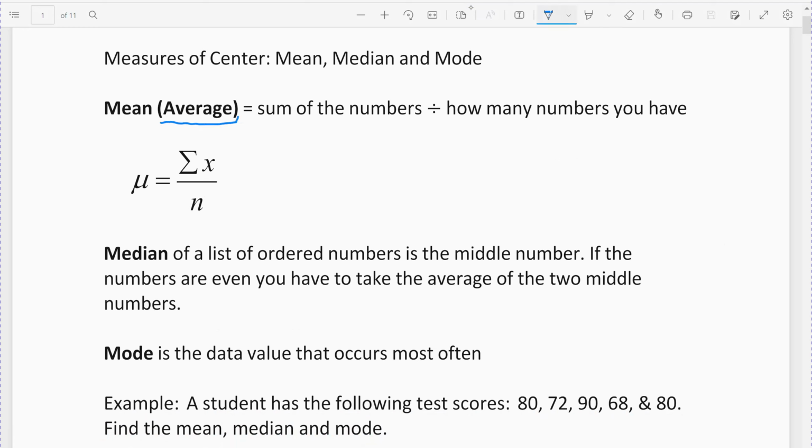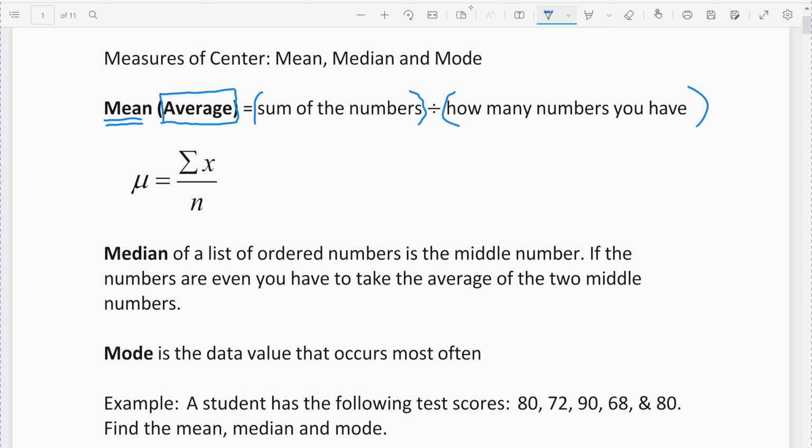Mean, better known by the population as average. Whenever somebody talks to you about an average, or whenever you find your average test score, whenever the term average is used, that's the same as the term mean. Mean and average are the same thing. The mean is the average of a set of numerical values. So it's the sum of the numbers in your set divided by how many numbers you have.